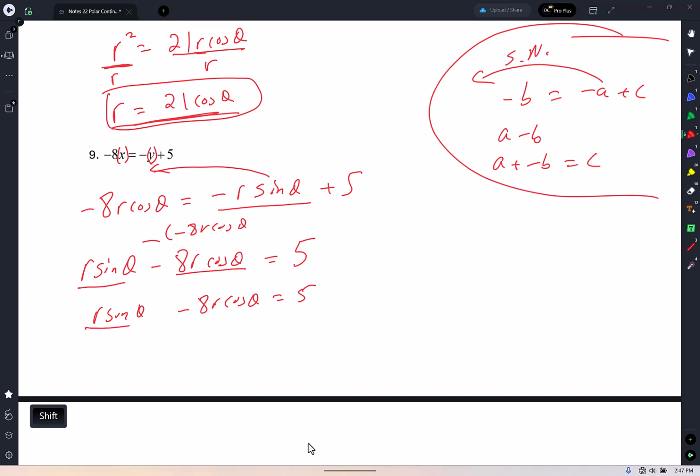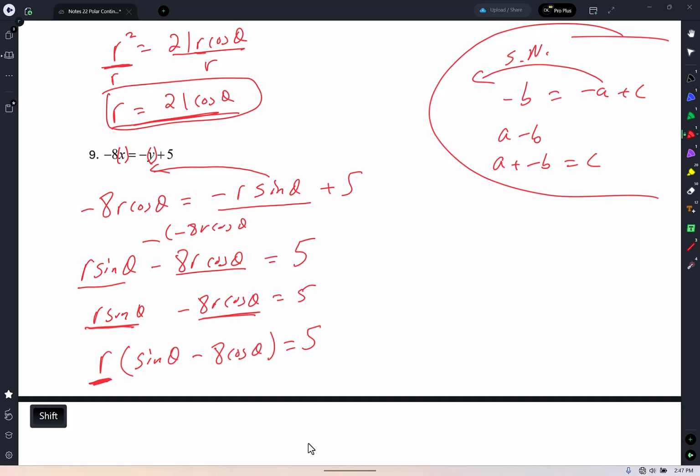I have an r right here. I have an r right there. What can I factor out? An r. I want to factor out the r because we're trying to solve for r. r, and then I'm going to write sine theta minus 8 cosine theta equals 5. We still all right? Why is it still parentheses? Because I factored out the r. Okay, no, ask. It's all good.